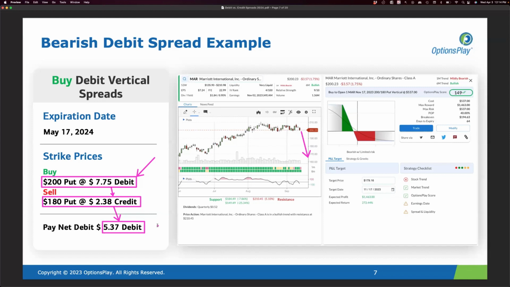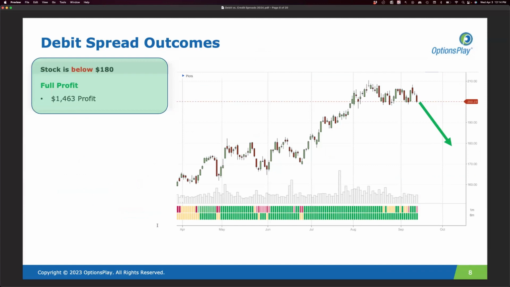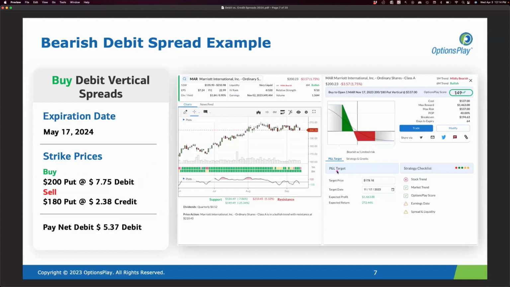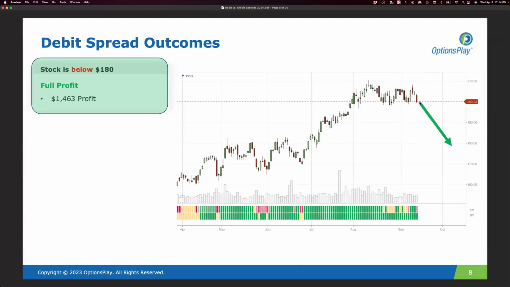So let's say you were to go ahead and deploy this 200 by 180 put vertical spread. Let's take a look at how the strategy will actually perform in the different scenarios. So let's take the first scenario. Let's say the stock were to drop below 180, right? So by the expiration date, the stock drops below the $180 mark.